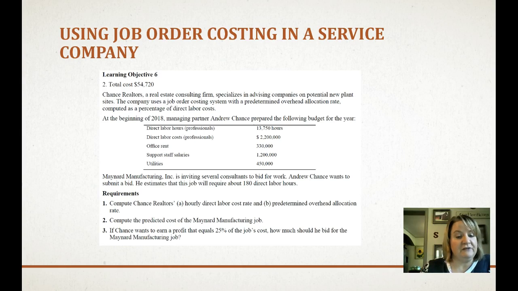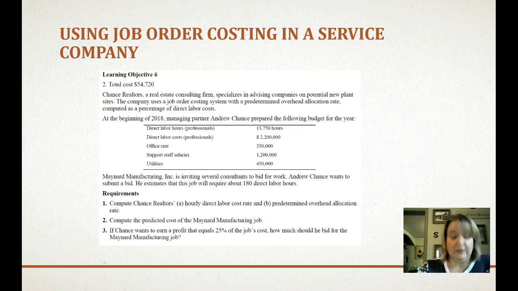Maynard Manufacturing Inc. is inviting several consultants to bid for work. Andrew Chance wants to submit a bid. He estimates that this job will require about 180 direct labor hours. So your requirements for this is to compute Chance Realtors' A, hourly direct labor cost rate, and B, predetermined overhead allocation rate.